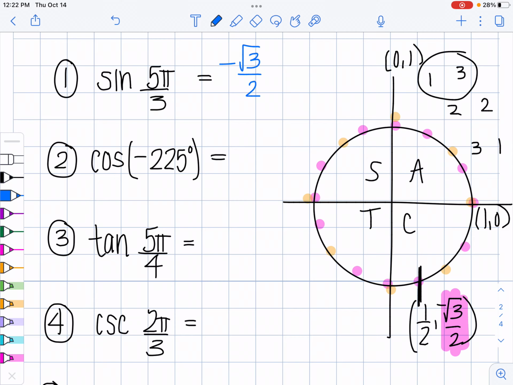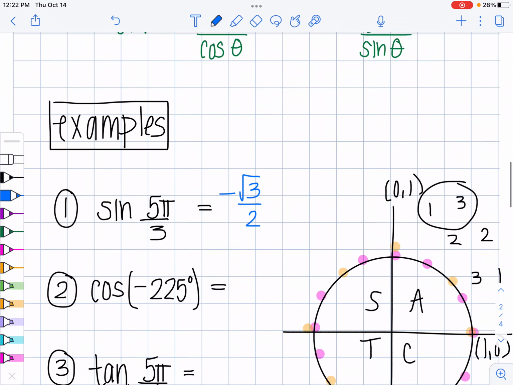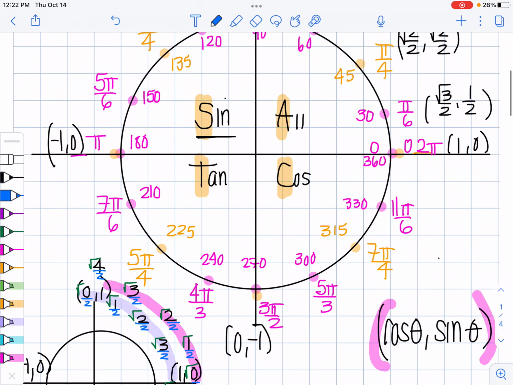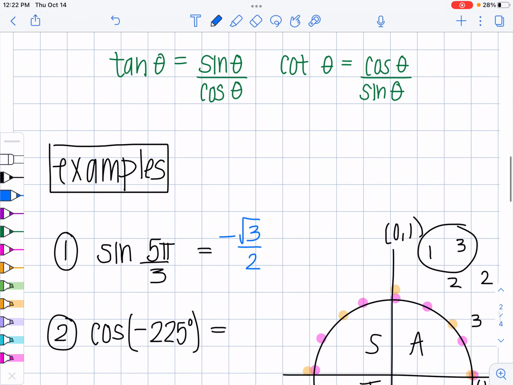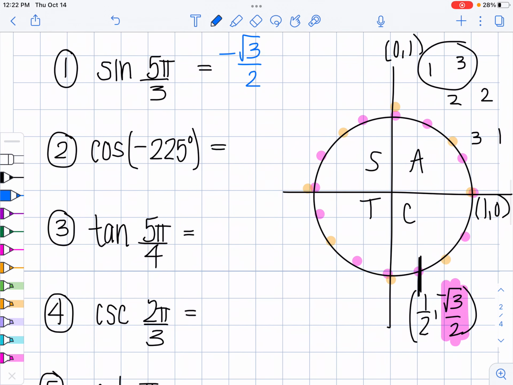Okay, cosine of negative 225. All right, so 225, if you want, you can come back up here and look. 225 is the same as 5 pi over 4, or you can count it on your way out. And you can always use the unit circle while you're doing these problems. So 5 pi over 4 is right here, which is the same as 225.